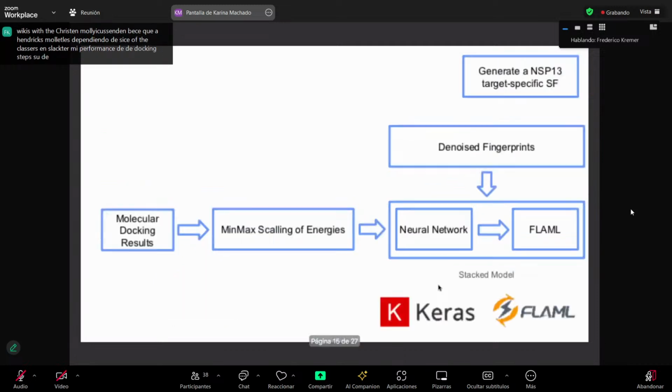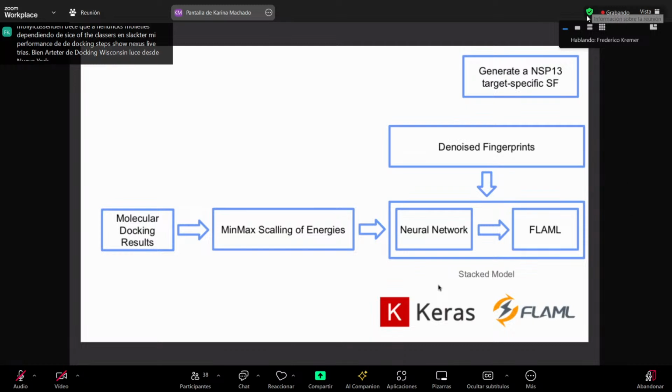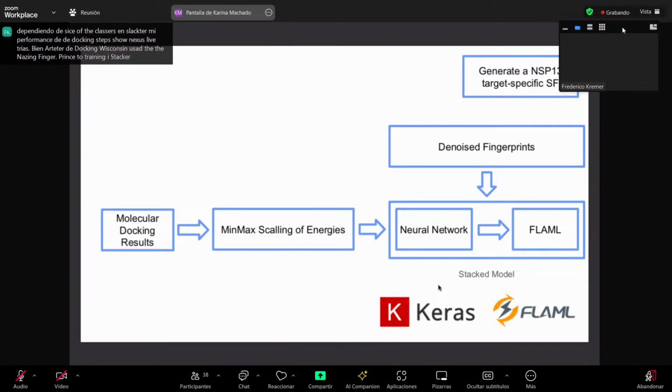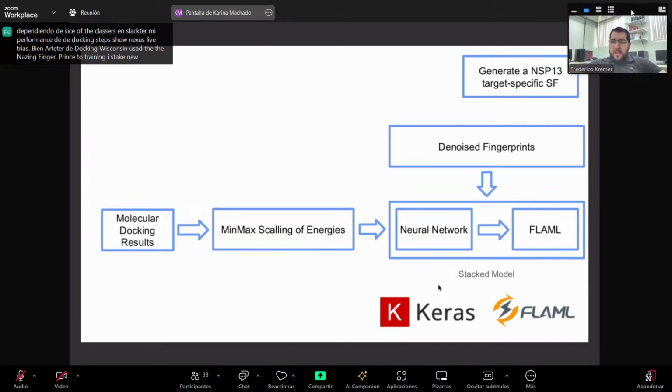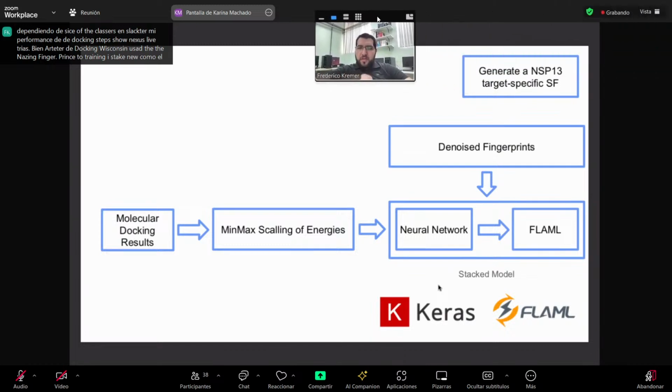So next slide, please. Then after the docking, we scaled the energies to be between 0 and 1. And then we used the denoised fingerprints to train a stacked neural network with a regressor that is based on a more traditional machine learning model.